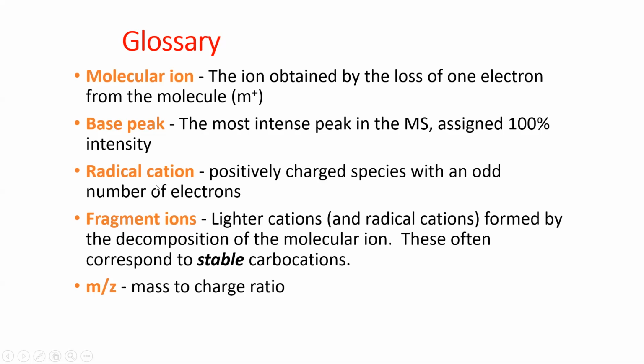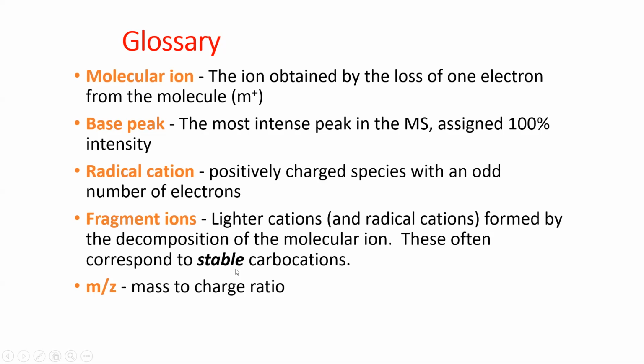You have what we call the radical cation. They are positively charged species with an odd number of electrons. We'll see that later. Then we have the fragment ions, which are the lighter cations obtained from the molecular ion. They are formed by the decomposition, the fragmentation, of the molecular ion, and this often corresponds to stable carbocations.